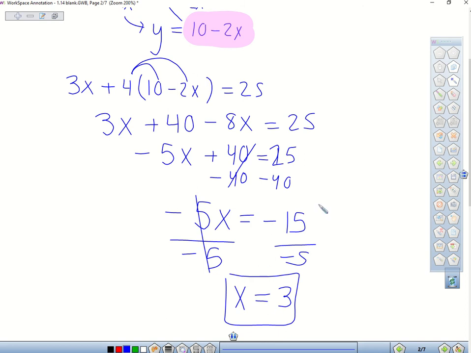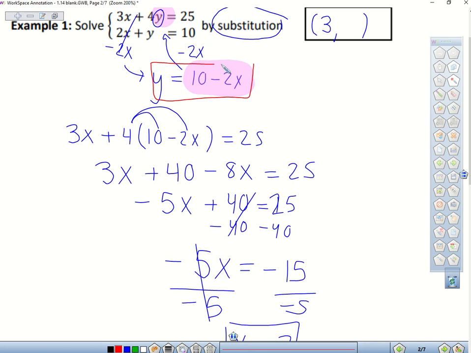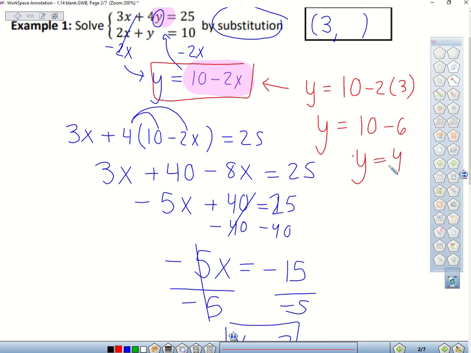So once you get to this step, we have found part of our solution. Okay? So we figured out that the coordinate is 3 comma something. Anybody know how we could find the y part? Good, we can plug it back into one of the equations, and then we can solve for y. So I'm plugging in for x, which is 3. So that's going to be y equals 10 minus 6, and that means y equals 4. So that would be our solution to the system.